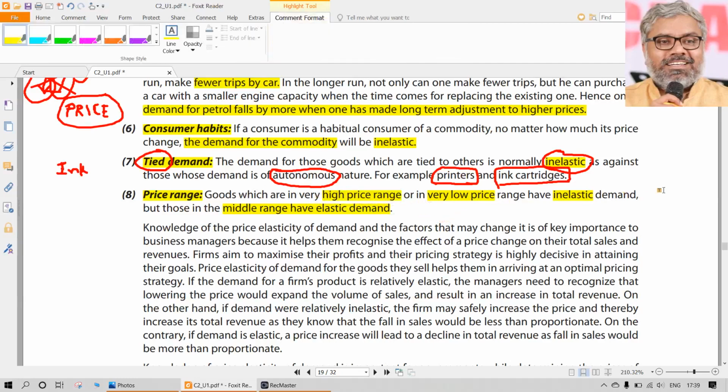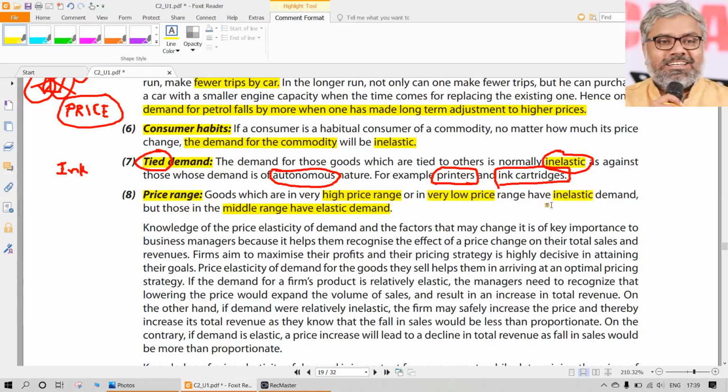Are they going to be price elastic? No. If a Mont Blanc pen originally costing 1 lakh rupees has its price increased by 10%, now it is 1 lakh 10,000. Those who can buy a 1 lakh rupees pen can also buy it at 1 lakh 10,000. So it is not going to have an impact on the demand. So they are very inelastic, very high price range. Or a very low price range also will be relatively inelastic.